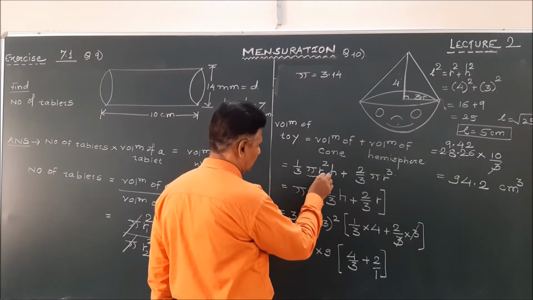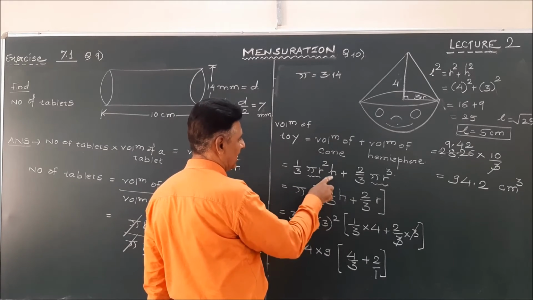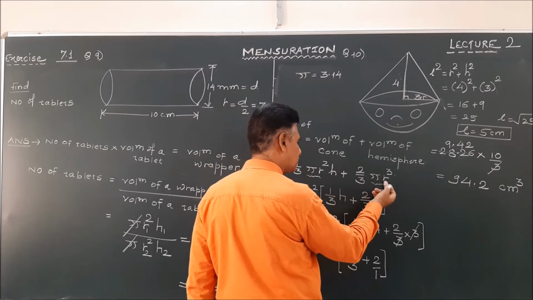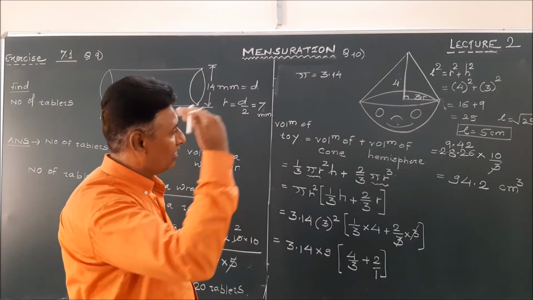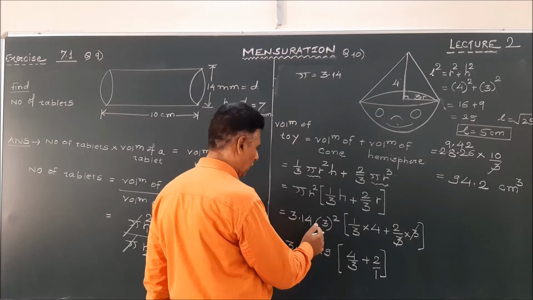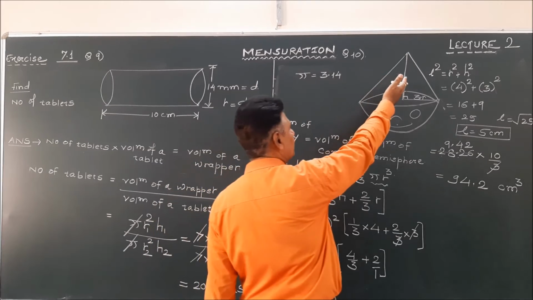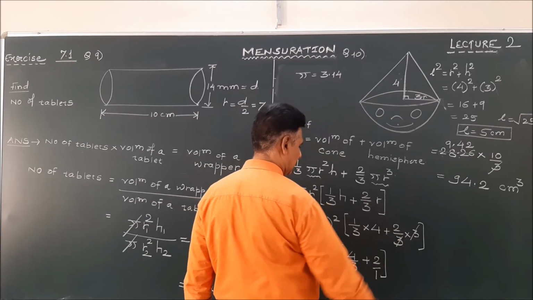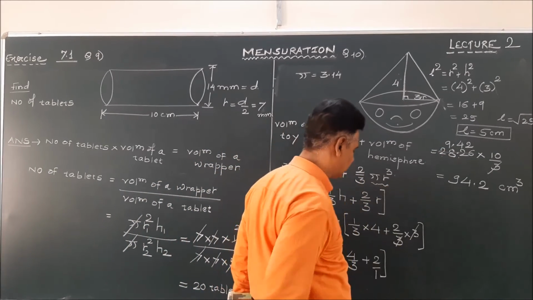If I take pi r square as common, here I am left with 1 upon 3 h, since pi r square is already out, plus 2 upon 3 r. R stands for radius, and the radius is the same for the cone as well as for the hemisphere. So 3.14, 3 square, 1 upon 3 height, but this is the height of what? Cone, which is 4. 4 upon 3 plus 2 upon 3 into radius, 3 gets cancelled. 3.14 into 9 is 28.26.